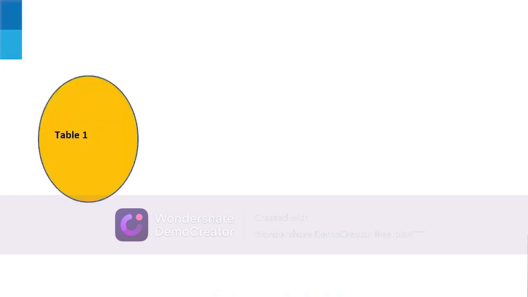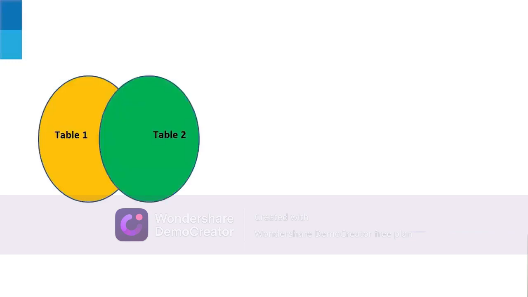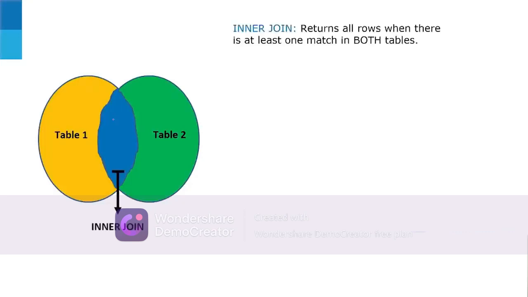Have a look here. Let's understand what this is. Table 1. Let's consider that this is the orange color table 1. Then we have table 2, which is green color. Now these blue color parts are nothing but the common data. So when I talk about inner join, it means that it will return all rows from both the tables where there is at least one match in both the tables. So all the common details will be coming in the inner join.